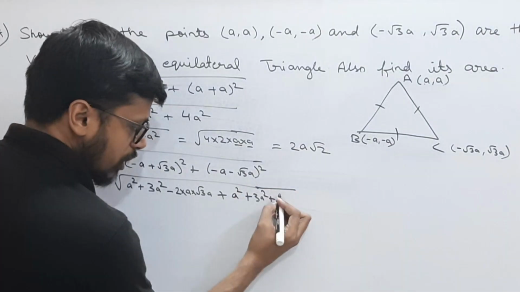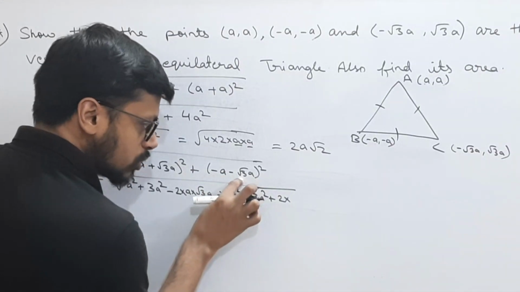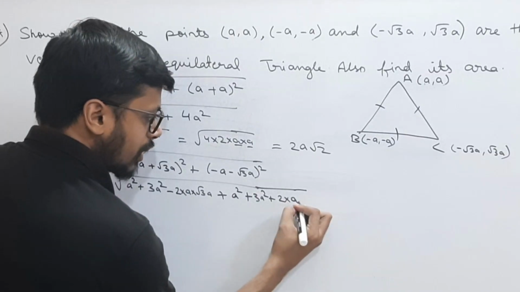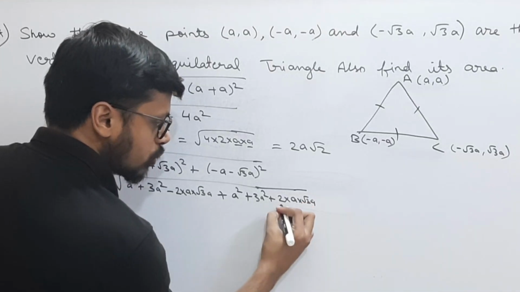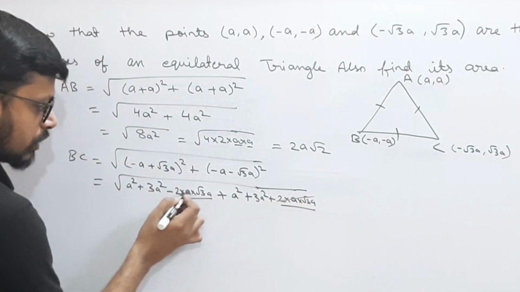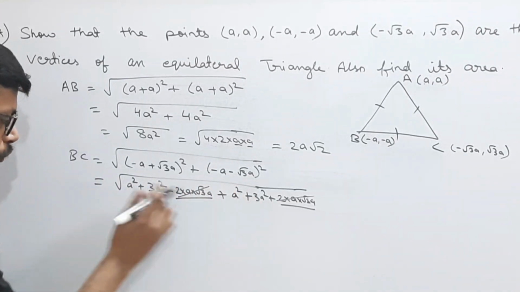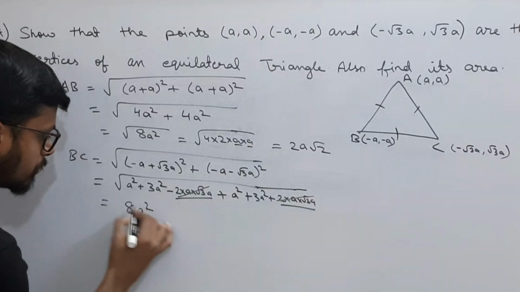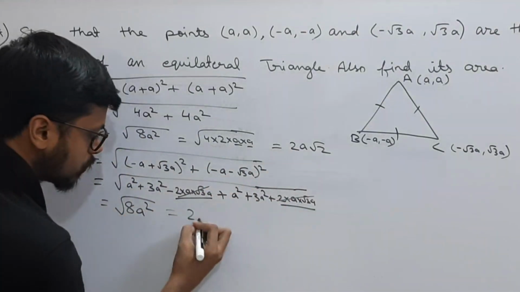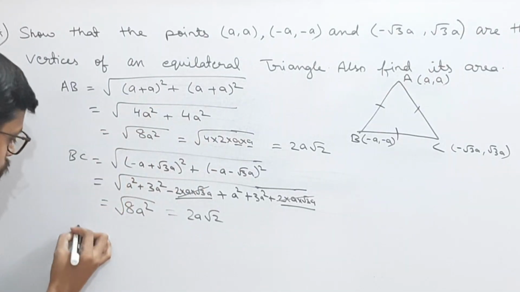So when applying plus 2ab, 2 into a, with b being minus root 3a, minus minus will become plus, so directly we can write root 3a. Now you see this part and this part are the same, only the sign difference is there, so this whole thing will get cancelled. Now we have 3 plus 1, 4a square, here 4a square, so 8a square will come. The same thing is coming now, so the answer will also be the same, 2a root 2. Okay, same thing we will do for CA also.